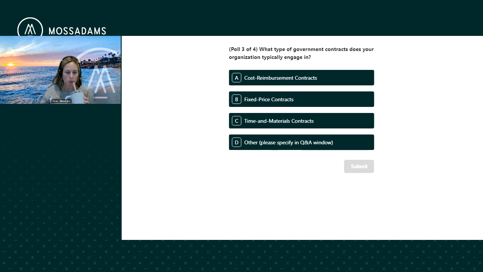So the third of 4 polling questions: what type of government contracts does your organization typically engage in? A, cost reimbursement contracts; B, fixed price contracts; C, time and materials contracts; or D, other. And if you do select other, if you could please specify in the Q&A window so that we can see what that is.